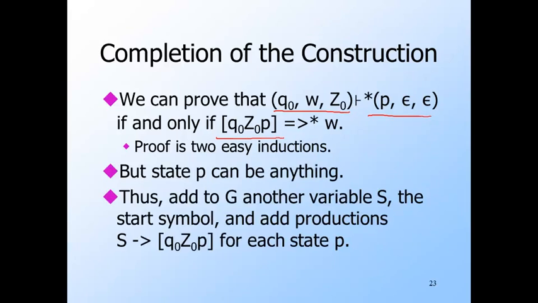But remember, G has another variable S, and that is the start symbol. So we add production S goes to [q0Z0p] for every state p. And now we have a grammar that generates exactly the strings that the PDA P accepts.